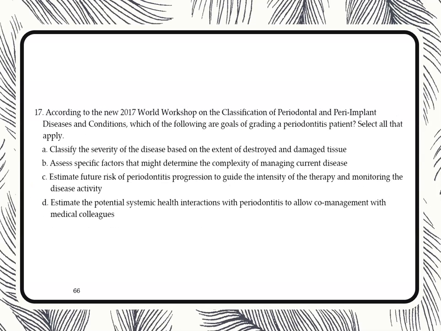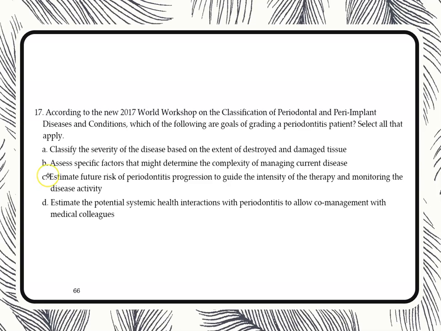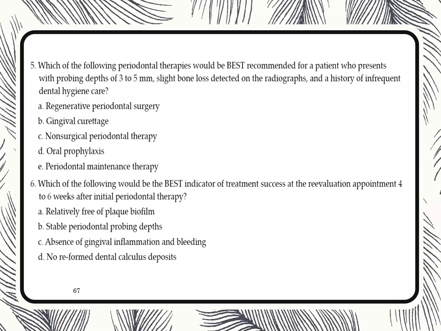Let's look at this one. This one is C and D. Both of these are to do with grading. Grading does estimate the future risk of perio progression, whether it's going to go slowly, moderately, or progress rapidly. And it's also going to estimate the interaction. So diabetes and tobacco and smoking, there is a negative interaction with that. So C and D is the correct answer for this question.